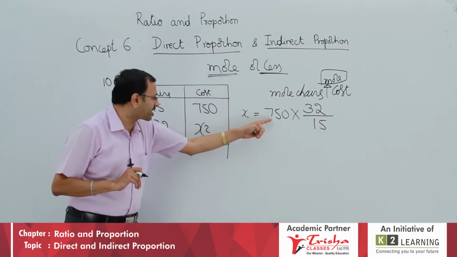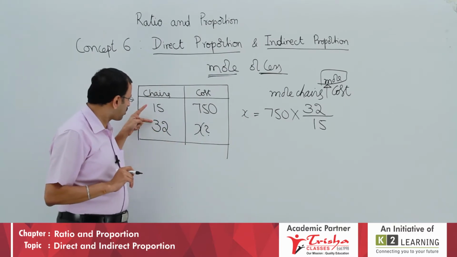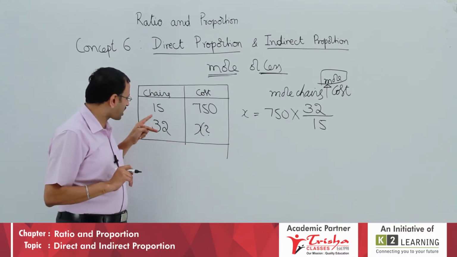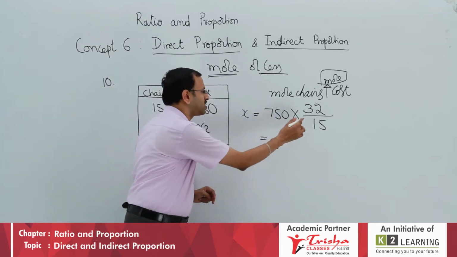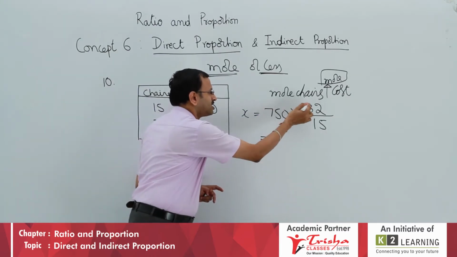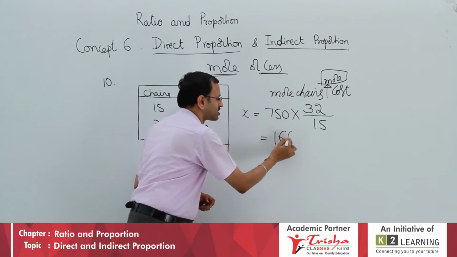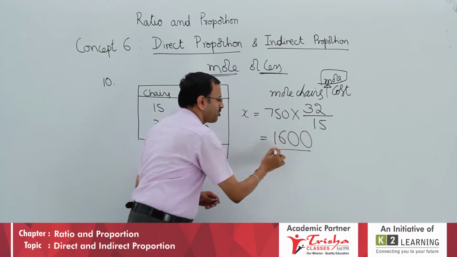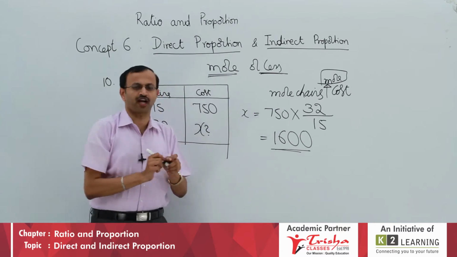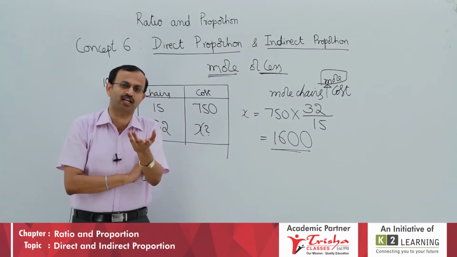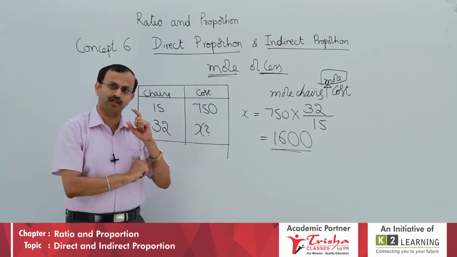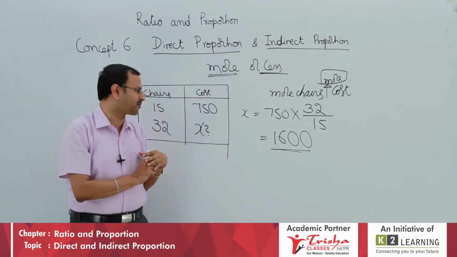So 750 into more of these two, you have to write 15 or 32. 32 is more, so 32 by 15. If you solve these two, 15, 50, this comes to 1600. Now again you can verify. Always in schooling your teacher should tell you, verify, is it correct, logically you try. That is very important, especially in commercial math.